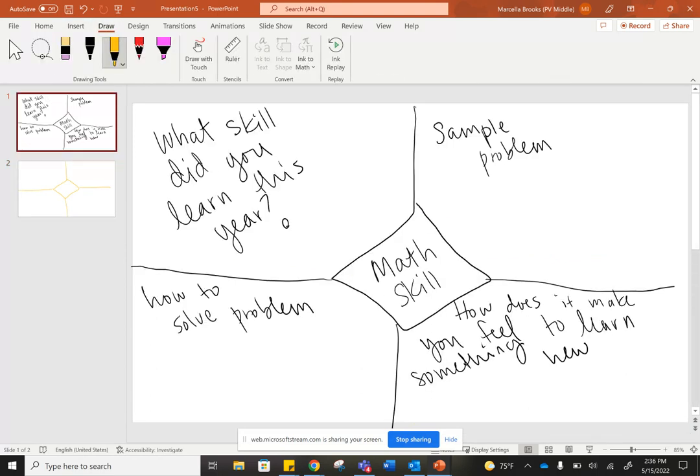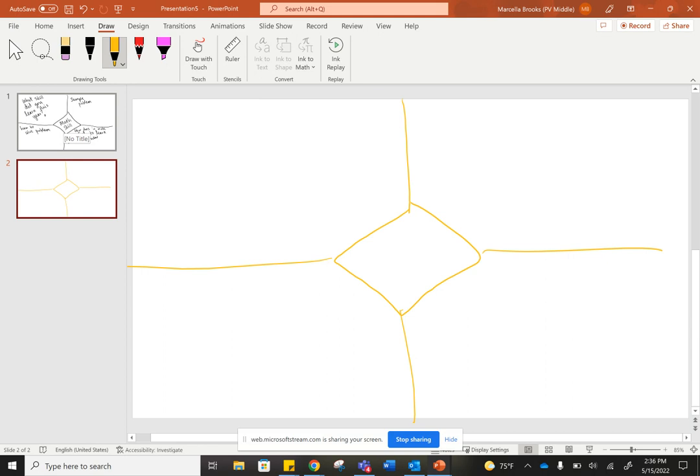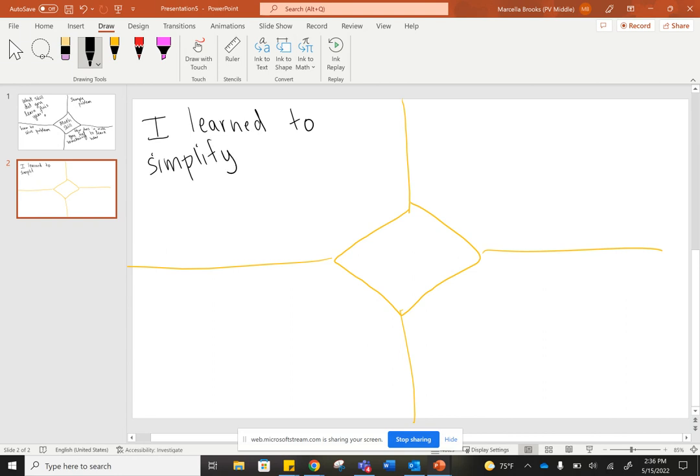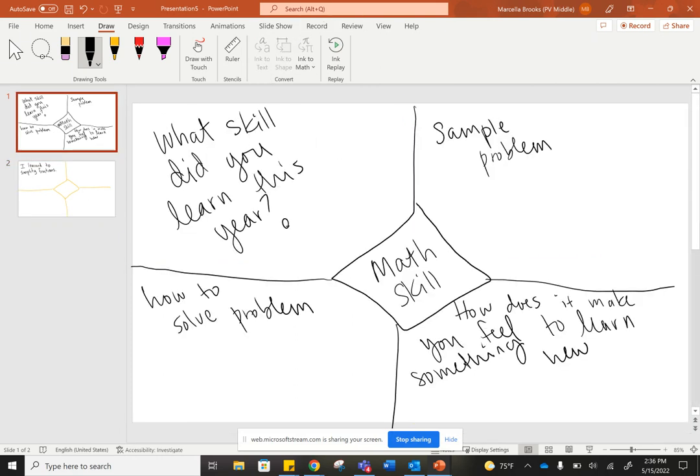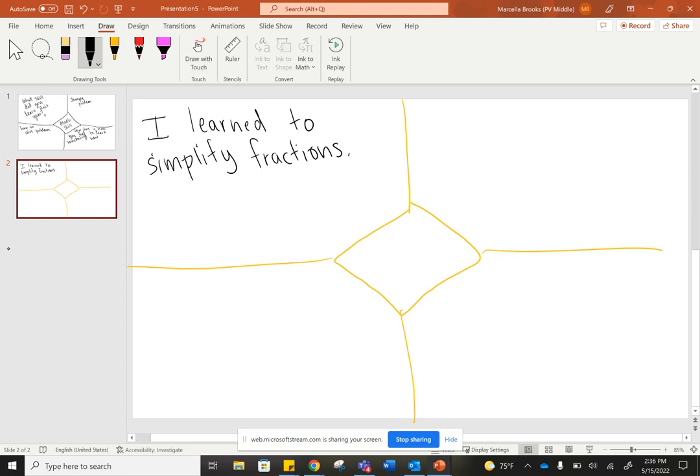So in that top left corner, you're going to put what skill did you learn this year. So this year, let's say I learned, you're going to write it in a full sentence. I learned to simplify fractions. Okay, in the second space to the right, you're going to put a sample problem. So let's say I have 5/10 is equal to what? Okay, that's your example. Let's even write example.